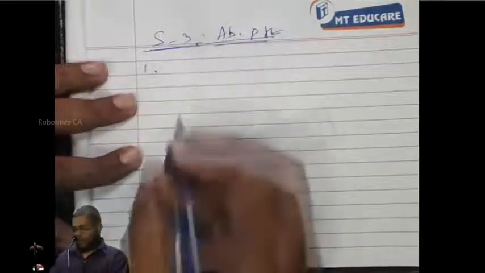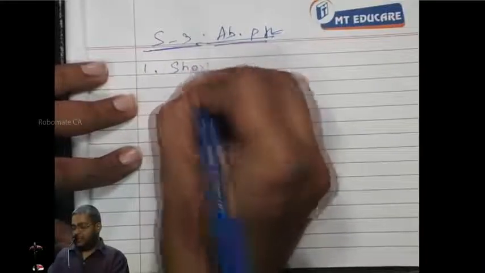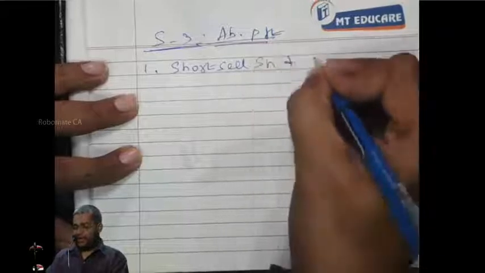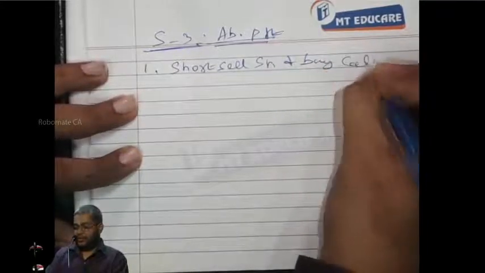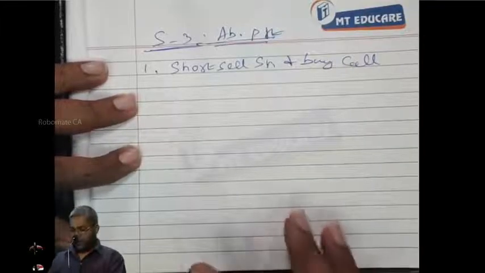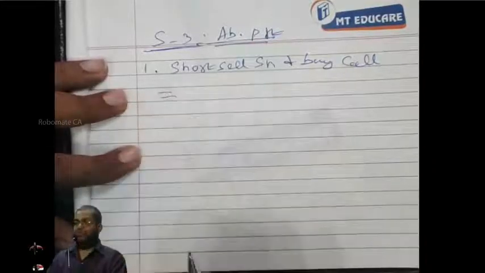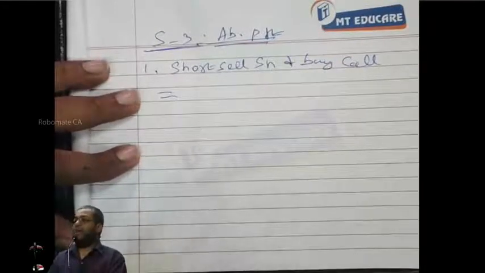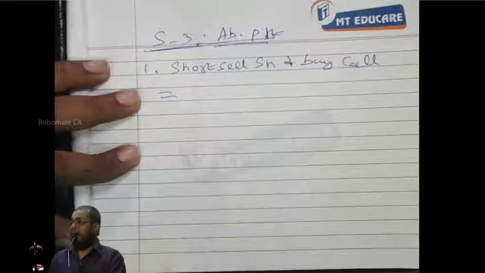Point number 1. What are you going to do? Short sell the share and buy the call. When I short sell the share, tell me what is the amount I am going to pay or get. I short sell at what price? Spot price. What am I going to get?